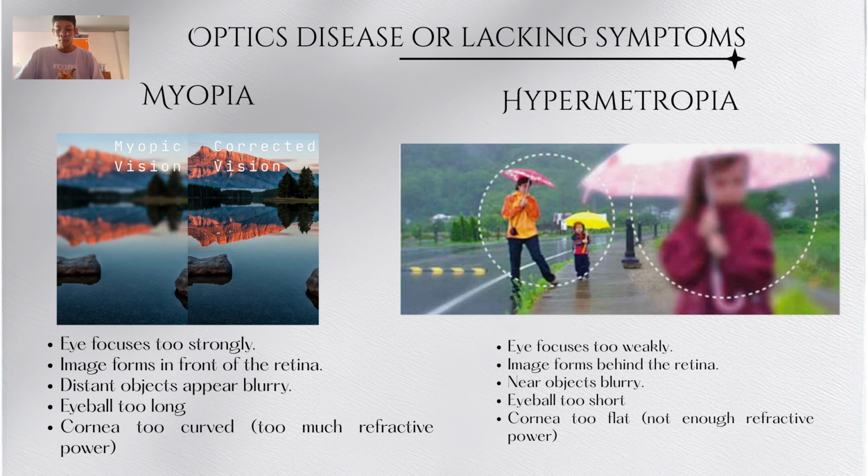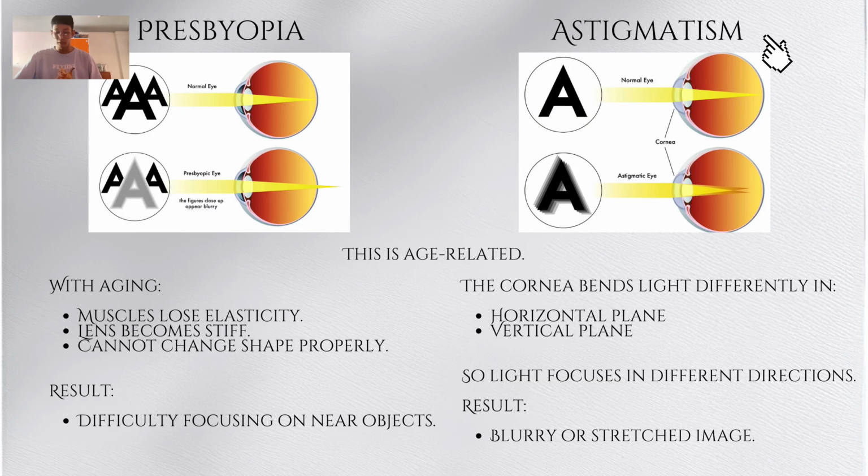Then we have presbyopia, which is only related to the age of the person; people will have difficulty focusing on objects because of their age. And lastly, we have astigmatism. It happens when the eye has uneven curvature, causing blurred vision. People will see objects in a curved way, bending outward or backward.